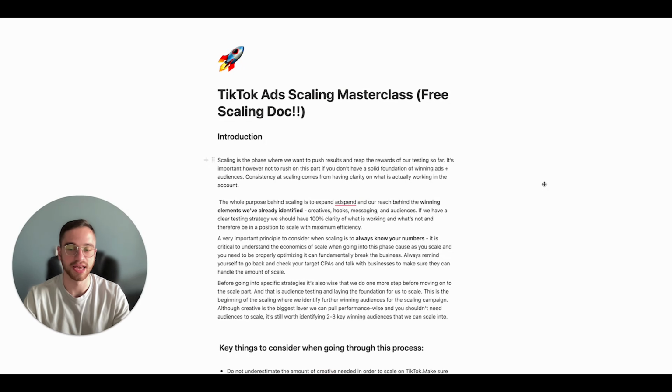So, TikTok ads scaling masterclass. This will be the exact process, basically from start to finish. What do you need to have in order to scale? Exact scaling strategies that I've seen working the best. Scaling multiple accounts to 5K, even to 10K a day in adspend.